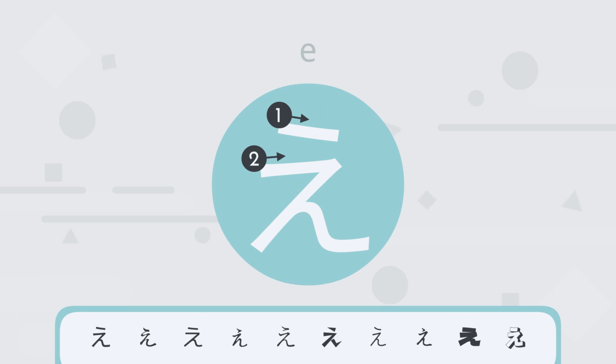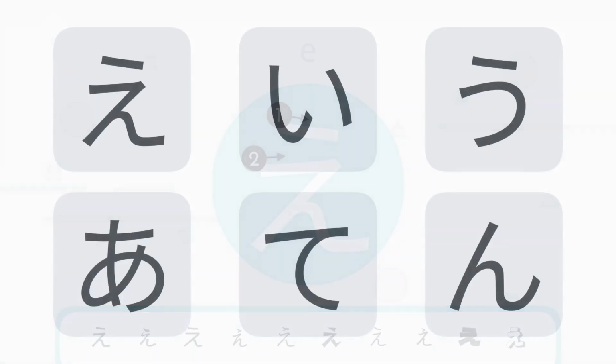The next character we'll learn is e. Which of these characters is e? Ue. Ie.